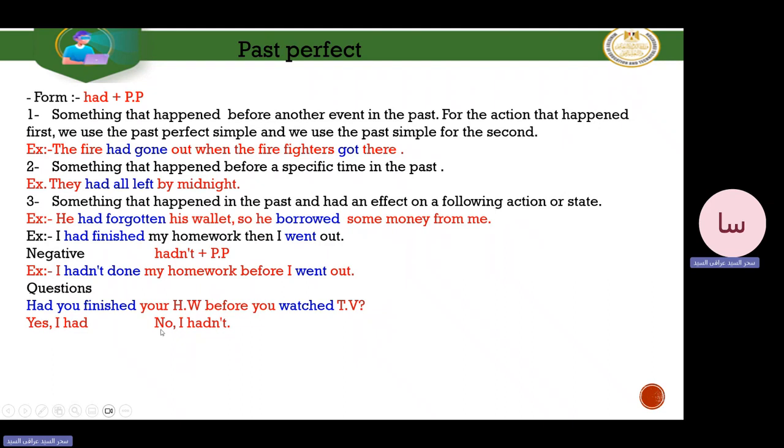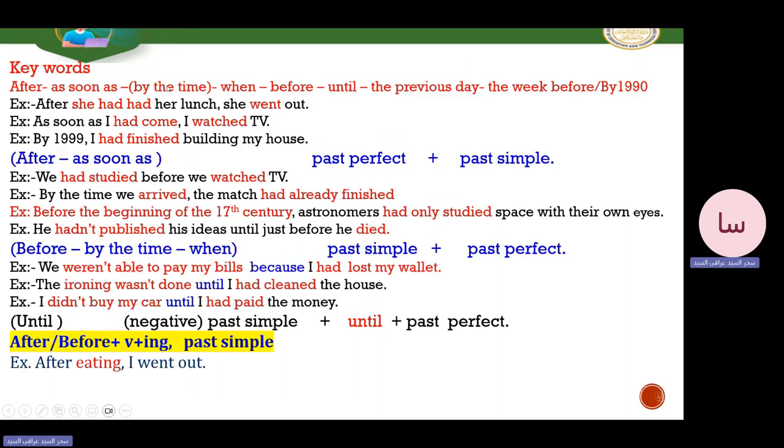So move to another point. What about the key vocabulary of this tense? We have some conjunctions related to this tense. We can use them here, like after, as soon as, by the time, when, before, until, and some vocab, of course, like the previous day or the week before, or by 19-something, any year, before, by any time.